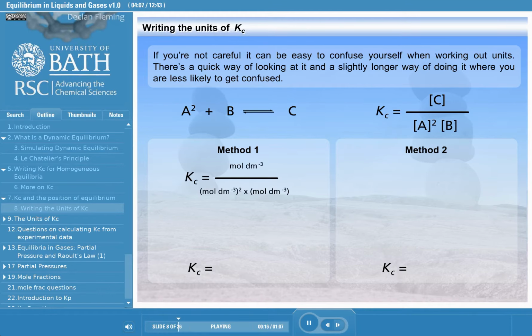In our case, we have one lot of moles per decimeter cubed on the top and 3 on the bottom. Multiplying these out, we get moles per decimeter cubed on the top and moles cubed decimeter to the minus 9 on the bottom.